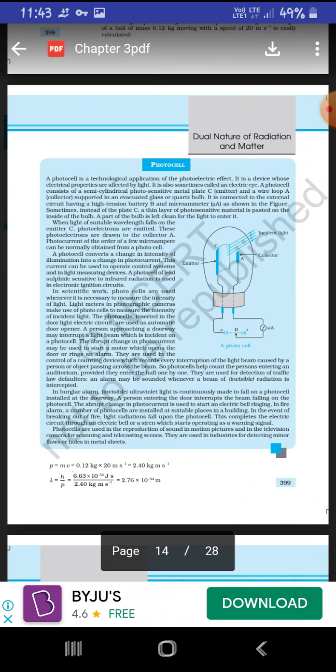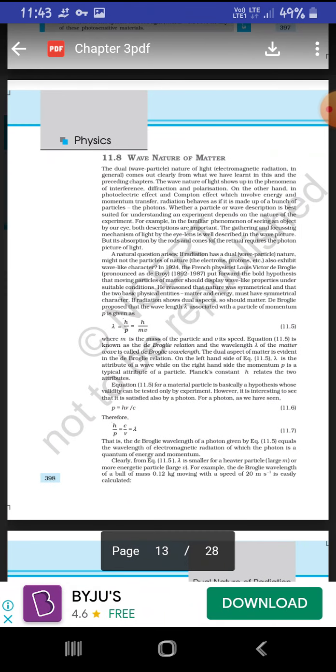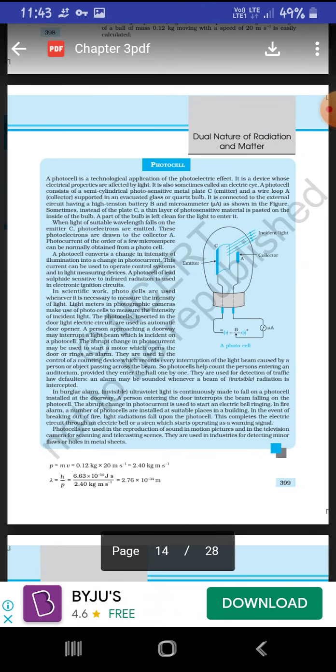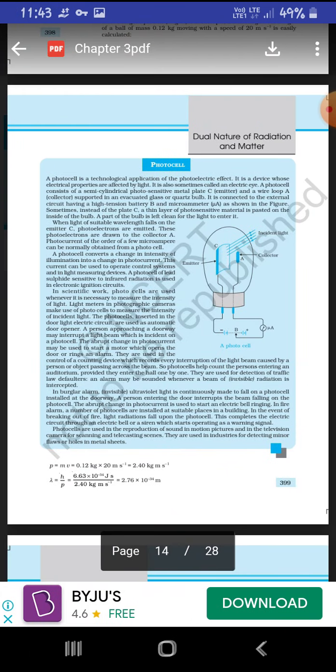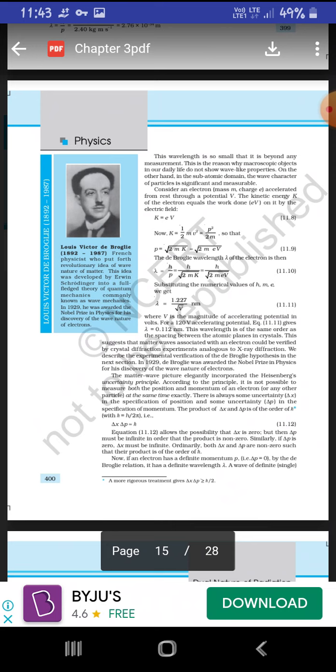Therefore λ = h/p, so λ = 6.63 × 10^-34 / 2.40. Putting the values into the formula and solving, we get the wavelength as 2.76 × 10^-34 m. Like this we solve the question.